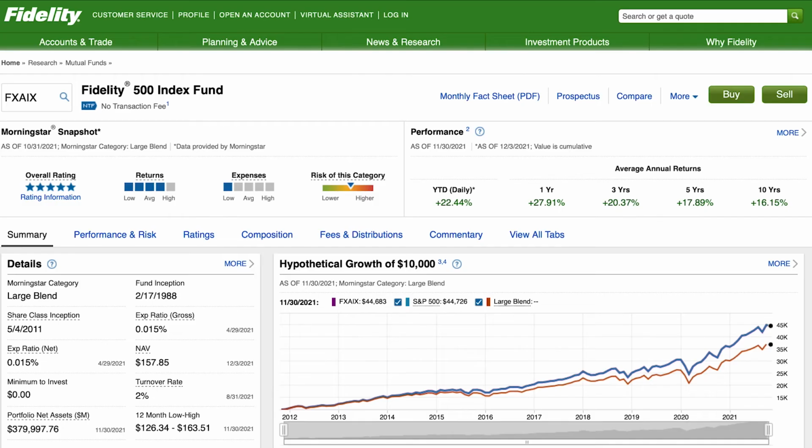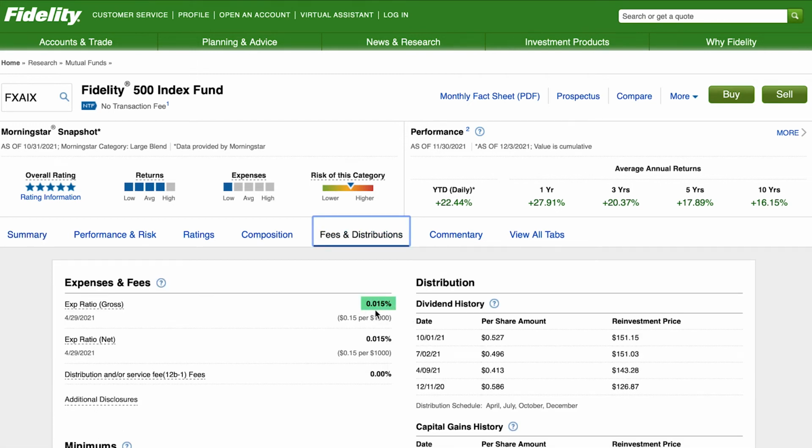As a result, for us investors, that means that the fees are going to be a lot lower than an actively managed fund, which is going to require a lot of people and a lot of research. As for how low the fees are going to be, that's going to vary, but typically it's around the 0.1% mark or even less depending on the fund. If we look at the fees of the Fidelity 500 index fund that we just saw earlier, going to the fees and distribution tab, you can see that it's even lower than that at 0.015%.